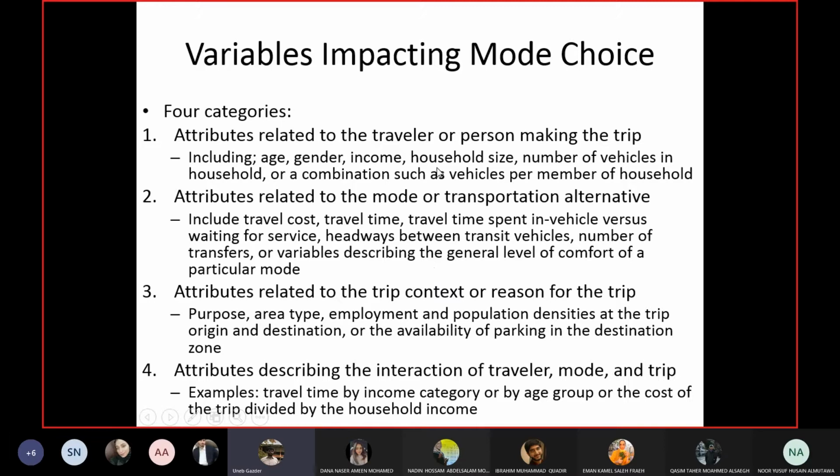If you mix some parameters together and you come up with a new parameter, that will come in the fourth category. So this is like a flexibility in choosing the parameters. These parameters are not fixed. Sometimes you don't have data for some parameters, so you ignore them. Or sometimes you know that this parameter is not important.